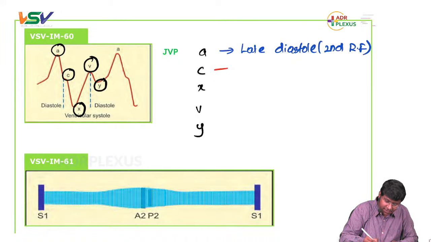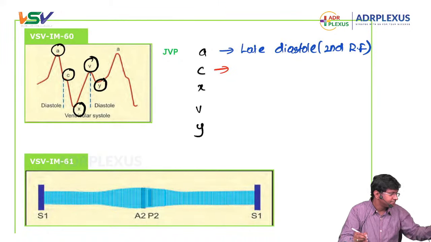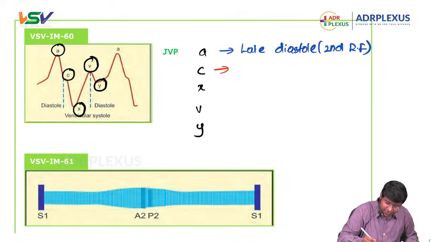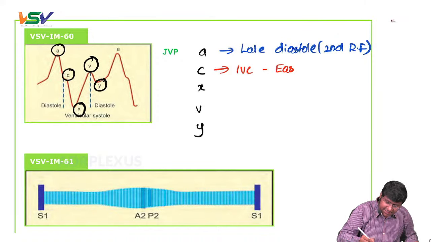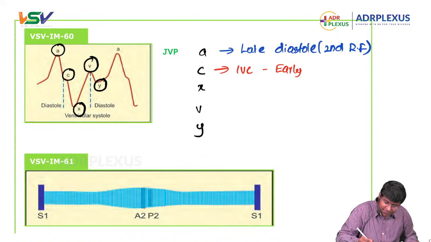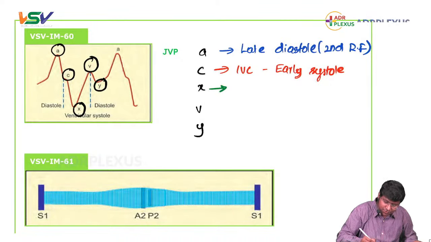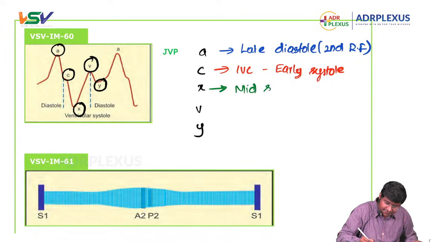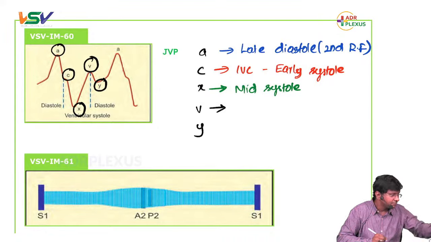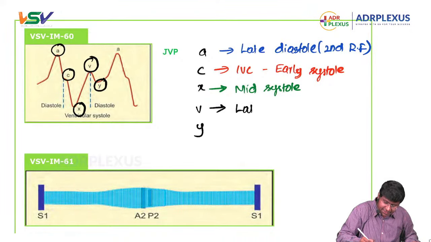Second rapid filling. C wave corresponds to, very good, so this will correspond to isovolumetric contraction, which is nothing but the early systole. X wave corresponds to the mid part of the systole, and V wave corresponds to, after mid it will be late systole.